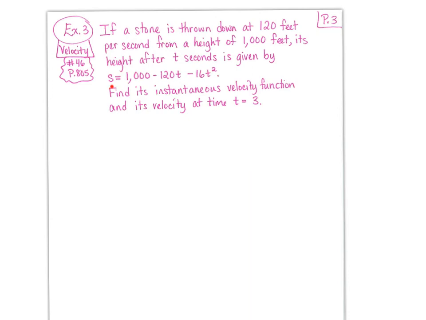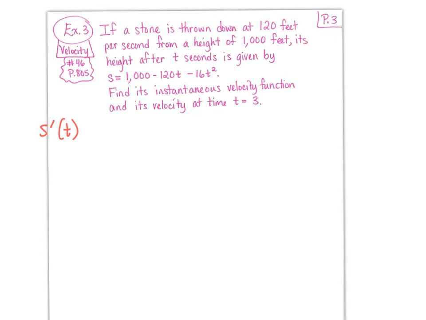S is the position. So it will be the derivative of your position with respect to time. Okay? So s remembers your position. So the instantaneous velocity function here would be s prime of t. That's the first part. And then finding the velocity at time t equals 3, that's finding s prime of 3.